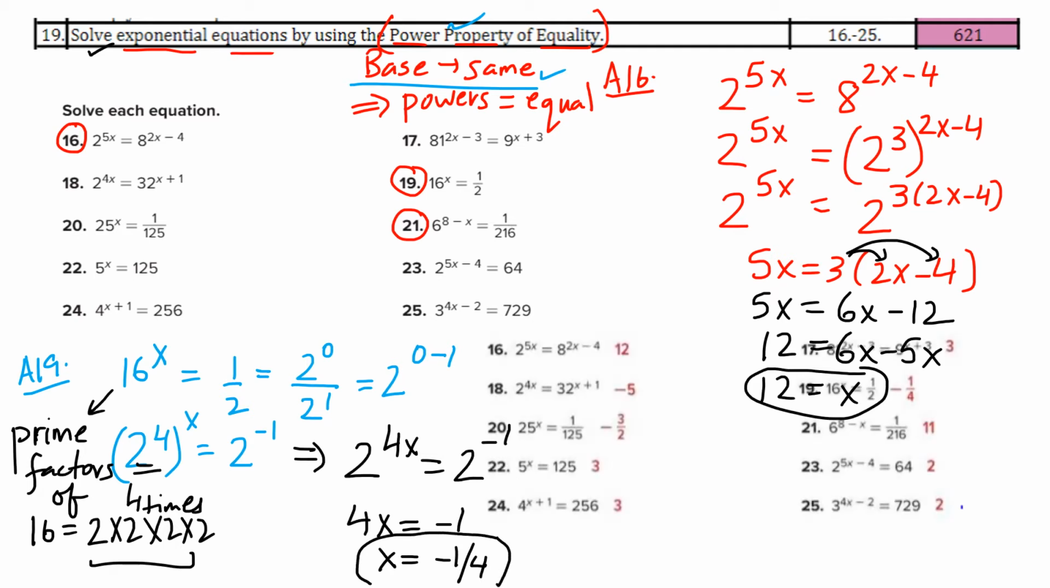Okay, and now you can check your answers here. So we had done 16, we got x as 12, which is correct. And we had done 19, so it is negative 1 by 4, correct. So that's how you solve. I hope, Mahara, you understood your question, how you can solve using the exponent property.